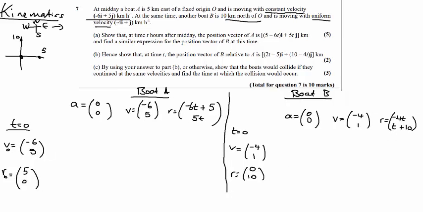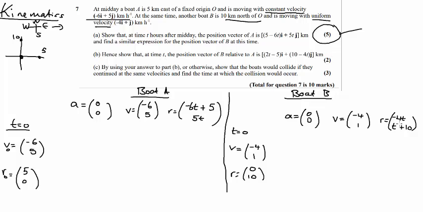Okay. Whoa, all of that before we even started going for the question. So it goes, show that t hours after midday, the position vector of A is 5 minus 6t, which has minus 5t. So there you go, that's done. Ding. Show at the same time the position vector, oh, there you go.